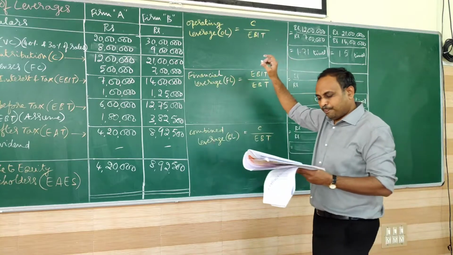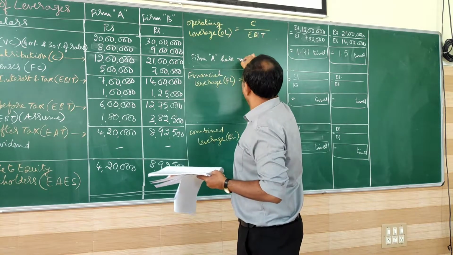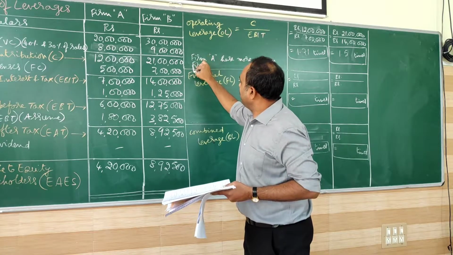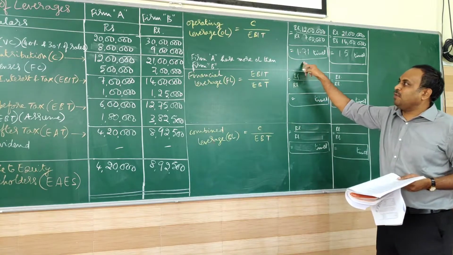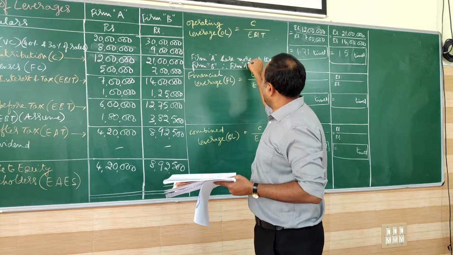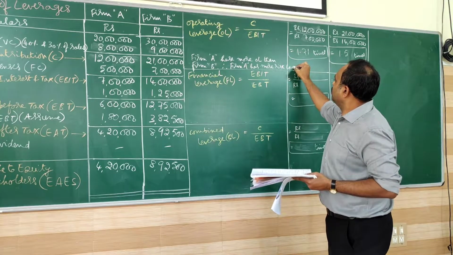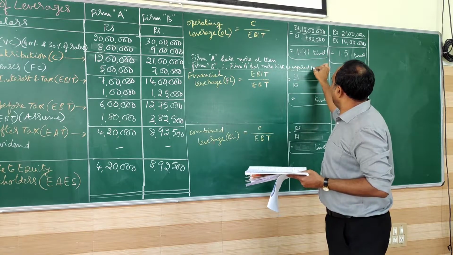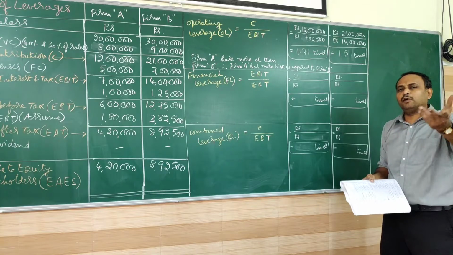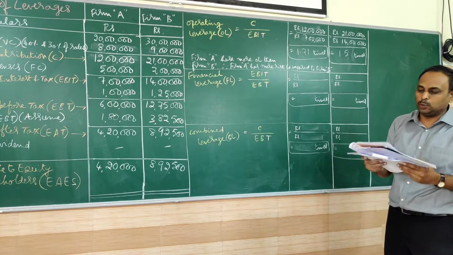So if you see, firm A has more operating leverage than firm B. Firm A is having more operating leverage than firm B. Therefore, firm A has more risk compared to firm B. So A is more risky than B. We can continue the other way also. B is having less risk compared to A. We can do it the other way also, conclusion, reverse it.